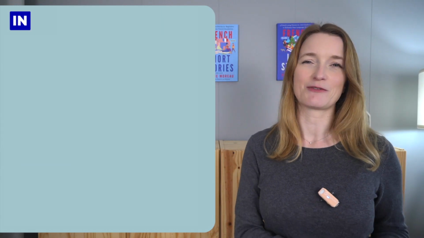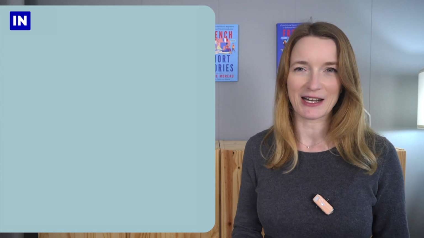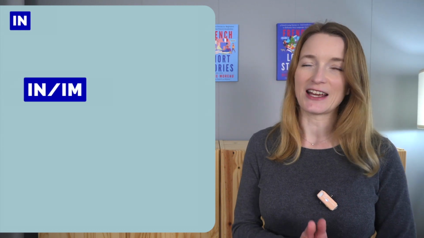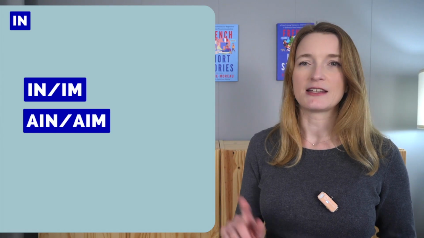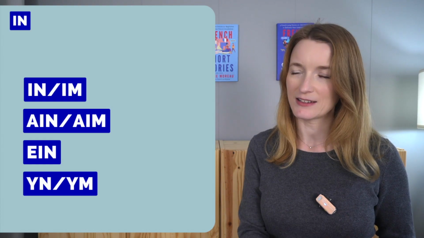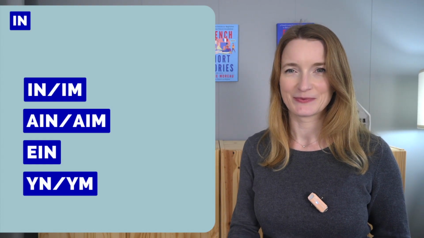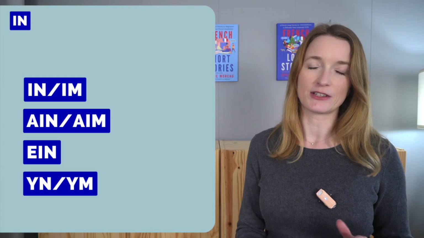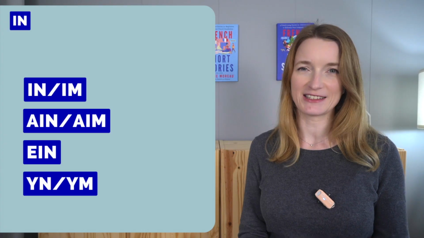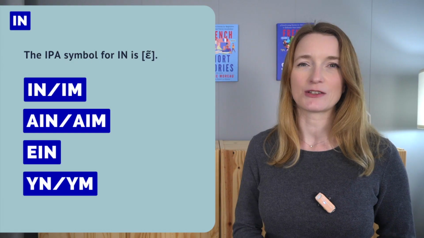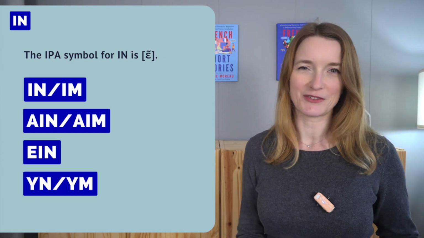The second nasal vowel is the one that has the most spellings. It's un. Un has 7 different spellings. I know. We have I-N, I-M, A-I-N, A-I-M, E-I-N, Y-N, Y-M, and then we have an 8th one that I don't count in all the spellings because it's an irregular pronunciation, but I like to add it at the end, so we'll see it as well. The IPA symbol for un is the little E with the little wave on top.